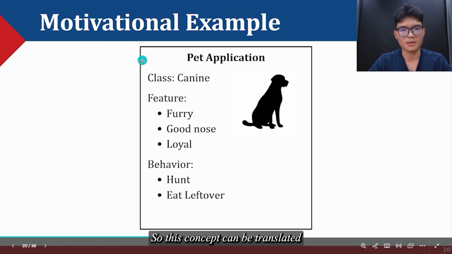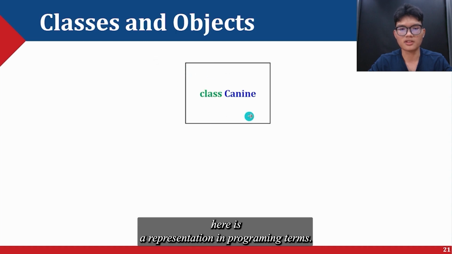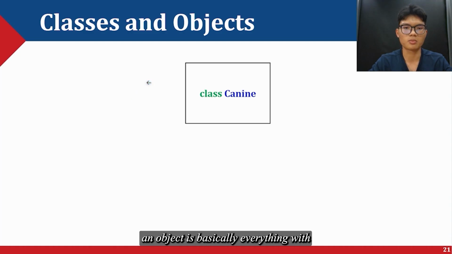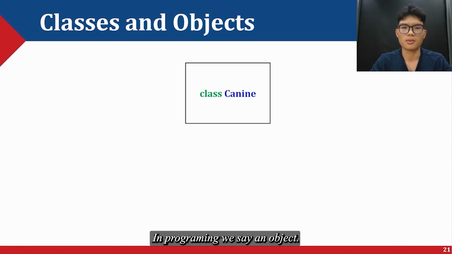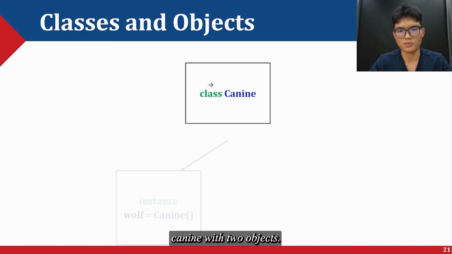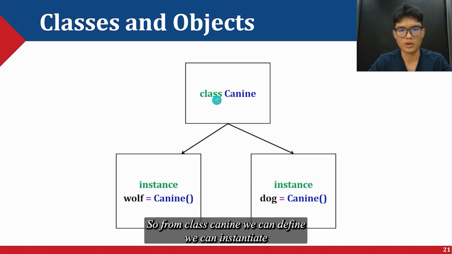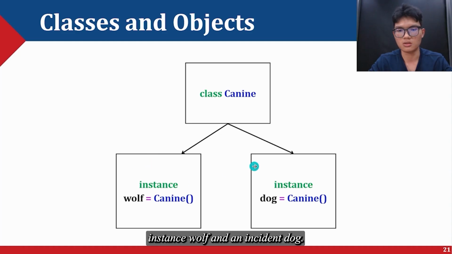So this concept can be translated to a class in programming. And here is a representation in programming terms. So in Python, likewise, an object is basically everything with, instead of saying properties and behaviors, in programming we say an object is an entity with attributes and methods. So in programming terms, we have a class Canine with two objects, and in Python we call them instances. So from class Canine we can instantiate an instance wolf and an instance dog.